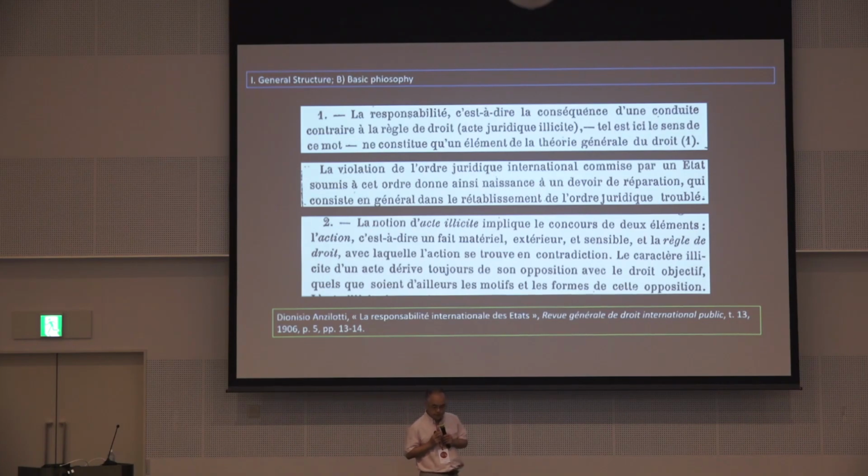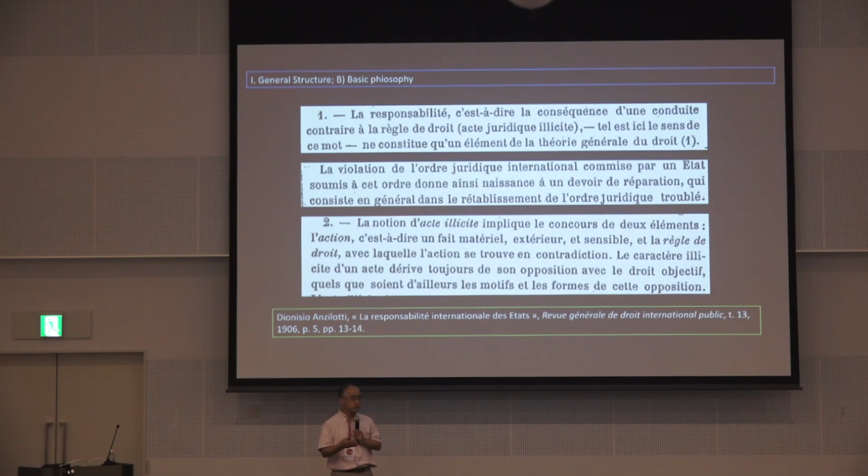I refer to this extremely important article in the history of international law because Anzilotti says something extremely important here in the second paragraph. A violation of the international legal order committed by a state gives rise to an obligation of reparation, which is, in fact, the obligation to re-establish the troubled legal order. So compensation or reparation, we can use these two words interchangeably, is required as a consequence, or as the substance, of responsibility, not necessarily to materially or financially repair the situation, but in order to legally restore the situation.